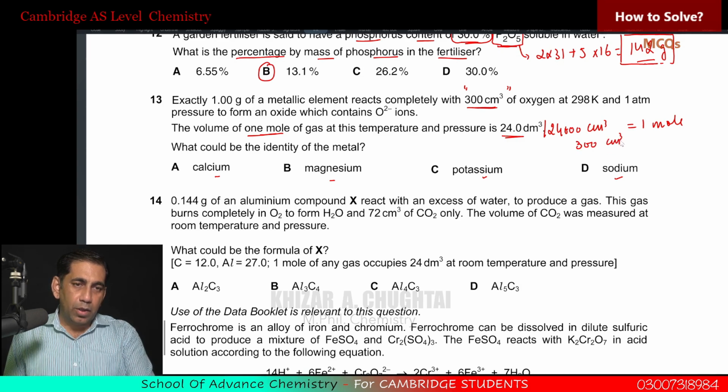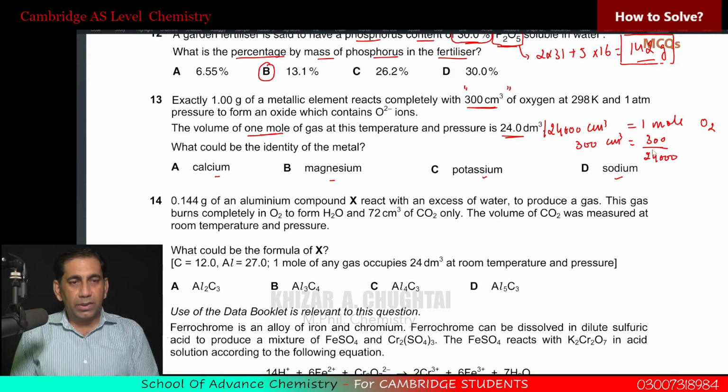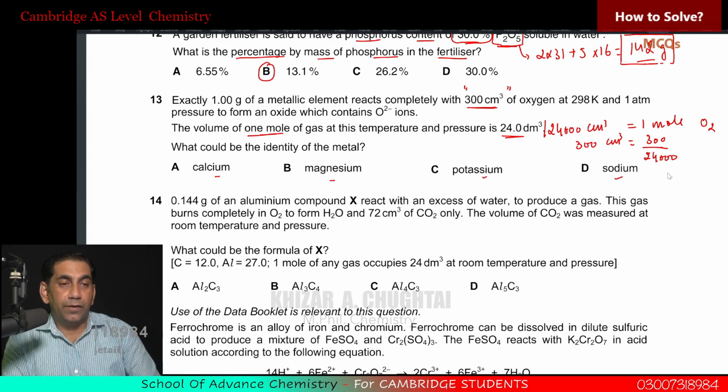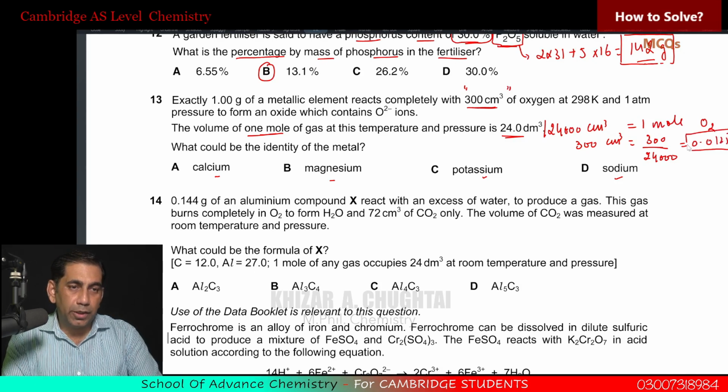If we have just 300 centimeter cube, how many moles of oxygen will be there? O2 will be 300 over 24,000 centimeter cube. Now, what is the answer in moles of oxygen? 300 divided by 24,000, and the answer is 0.0125. So 0.0125 mole of oxygen is being used in this experiment, and 1 gram of that metal is going to react with this oxygen.